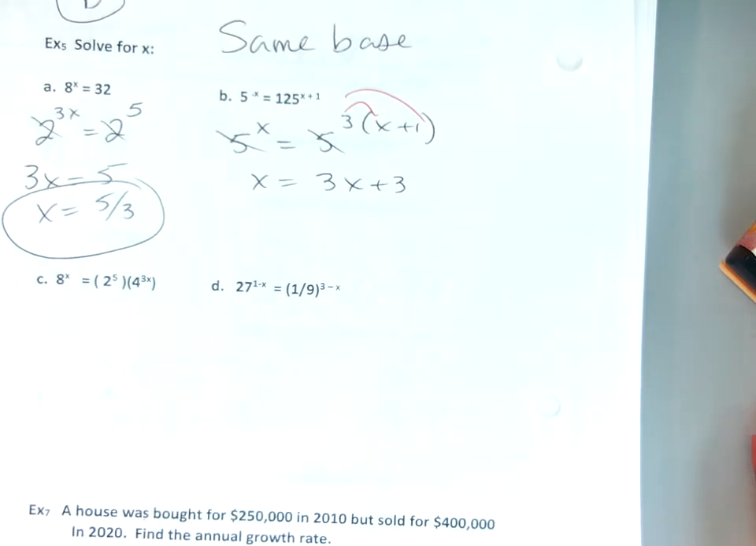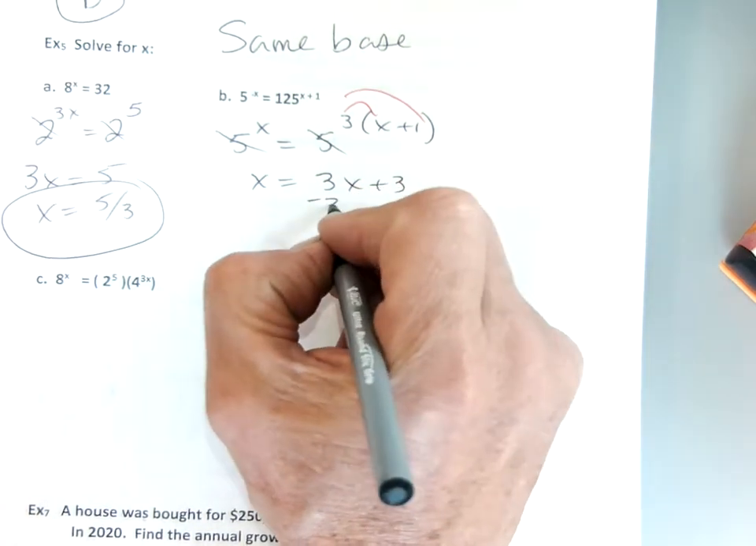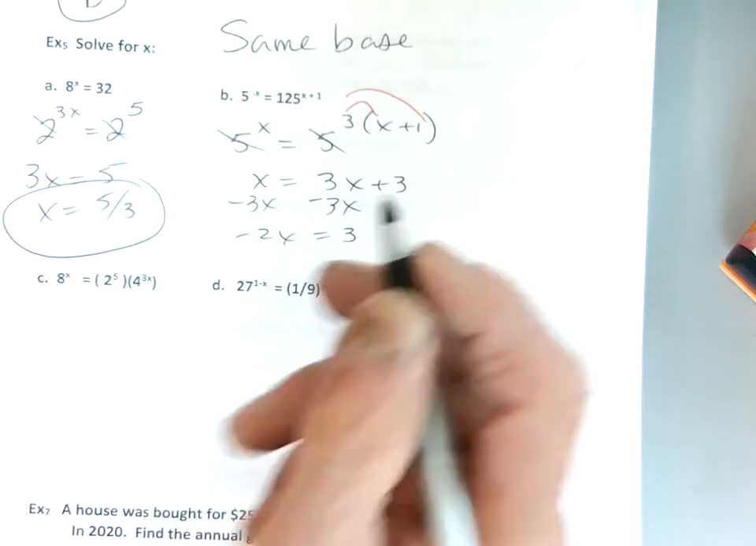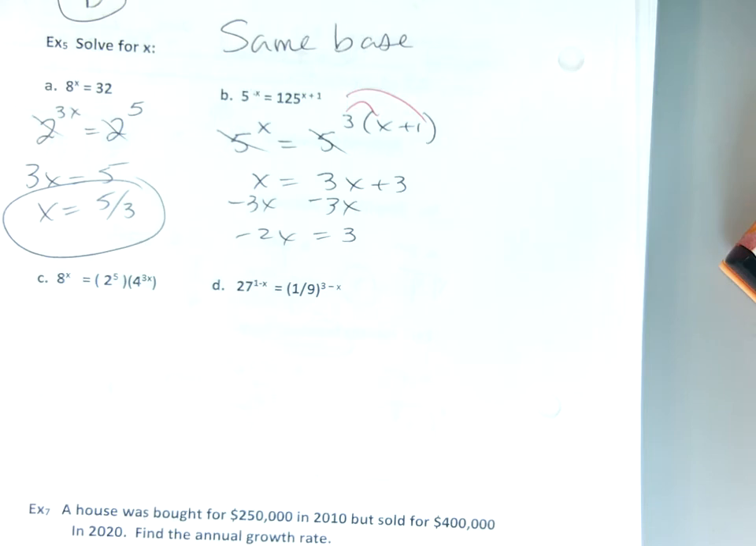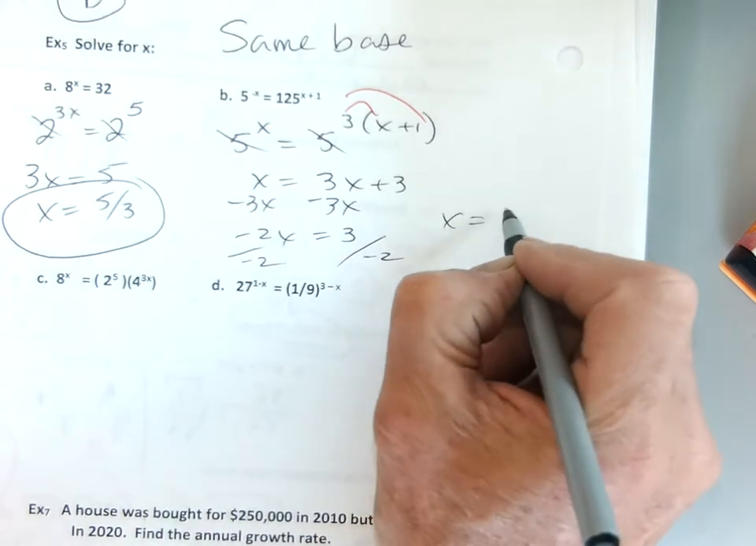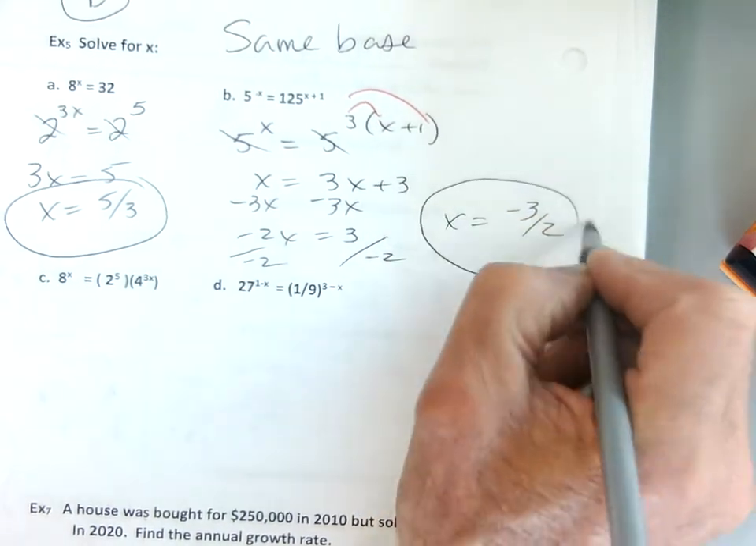Oh, the 1. It's okay. No, Greer, always question me because I always make mistakes, don't I? Minus 3x, negative 2x equals 3. I skipped a step, right, Greer? Divide by negative 2, and there's my answer. Okay?